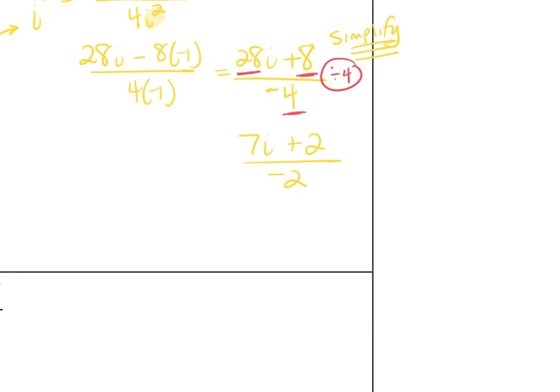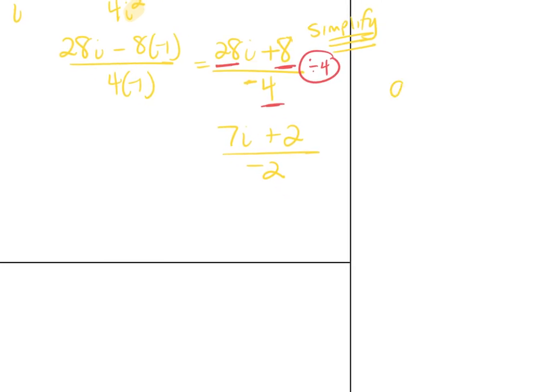And that seems like it'd be a really great answer, but remember, it's got to be real first and then the imaginary. So I want to write this. I'm going to do a switcheroo right here and make this 2 plus 7i over negative 2.